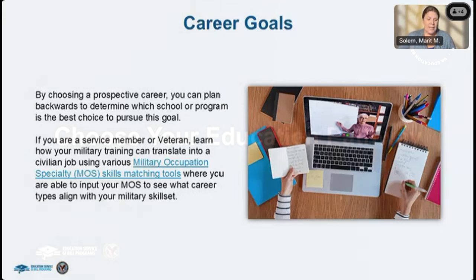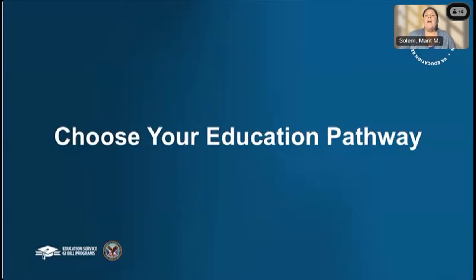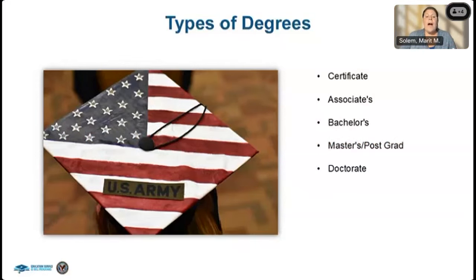So next, we're going to talk about, after you've looked at your skills and interest areas, choosing your education pathway. There are a wide array of degrees that you can look at getting under your VA benefits. So there's a certificate program that's typically going to be just particular to a job or industry. And that's just going to be anywhere from a few weeks to several months to obtain that certificate.